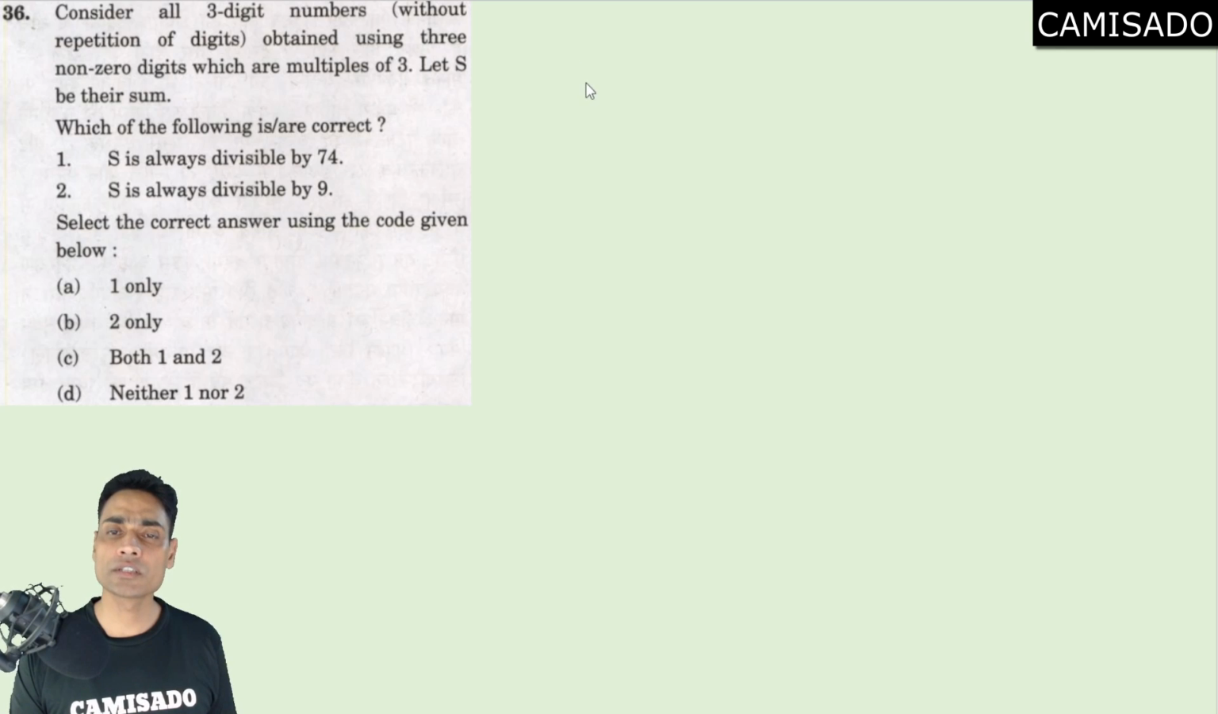3-digit numbers. So let it be again ABC. In the paper of the year 2022 CSAT which I have solved last, a similar question, similar method has been applied. I am again using the same method. So what can be the possibilities of 3-digit numbers where A, B, C are digits?